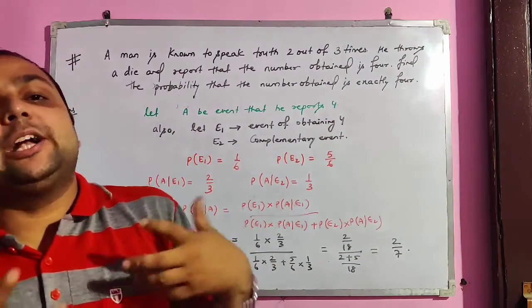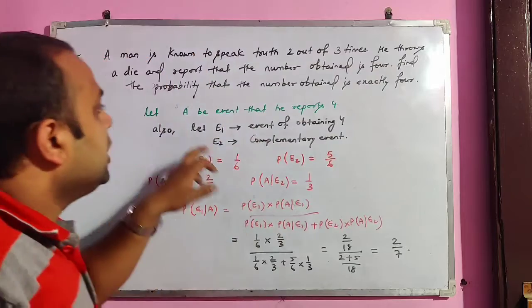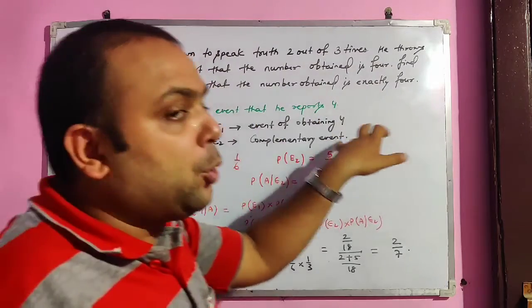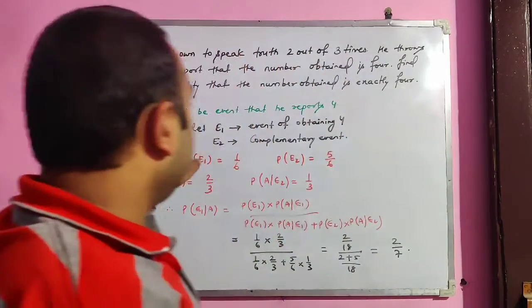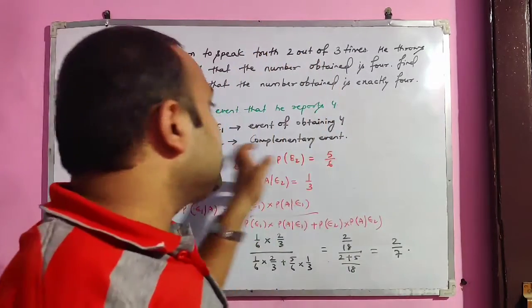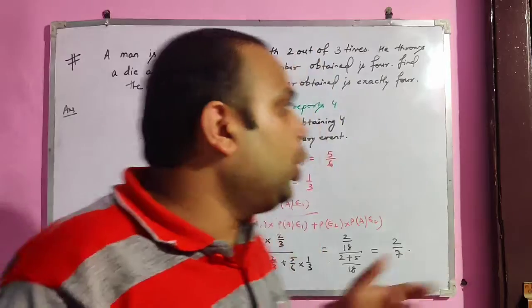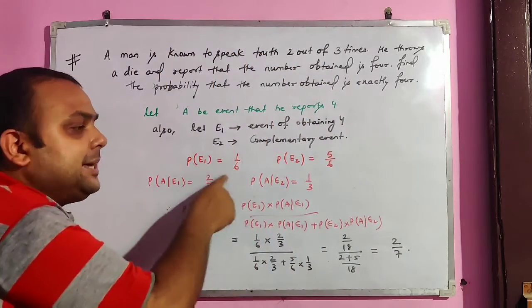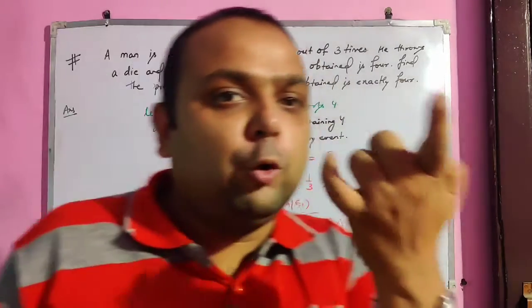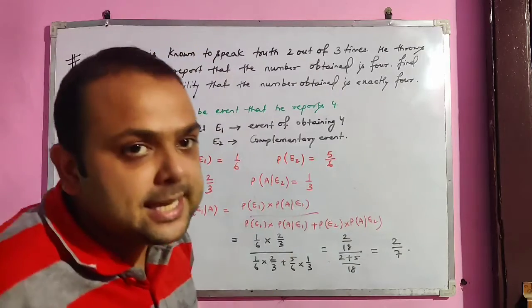Now this is based on conditions, so we are using the concept of Bayes theorem. Let A be the event that he reports 4, E1 be the event of obtaining 4 when he throws the die, and E2 the complementary event, that is not getting 4. So probability of E1 is 1 by 6, out of 6 we have only one 4. The complementary event is 5 by 6.